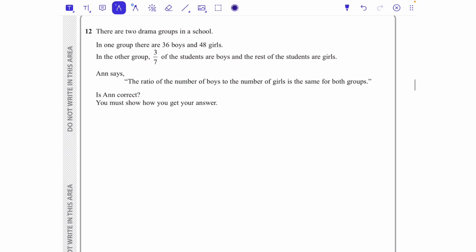Question number 12. There are 2 drama groups in a school. In one group, there are 36 boys and 48 girls. In the other group, 3/7 of the students are boys and the rest of the students are girls. Anne says the ratio of the number of boys to the number of girls is the same for both groups. Is Anne correct? You must show how you get your answer. So let's do group 1 on this side. And let's do group 2 over here, just to keep our working really nice and clear.